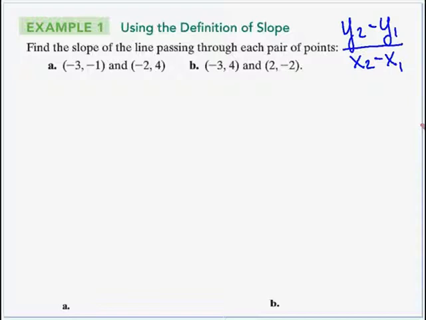Now, the only real mistake you can make when finding the slope of a line is to maybe subtract your y coordinates right to left, and then your x coordinates left to right. That right there is the big no-no when finding the slope of a line given 2 points.